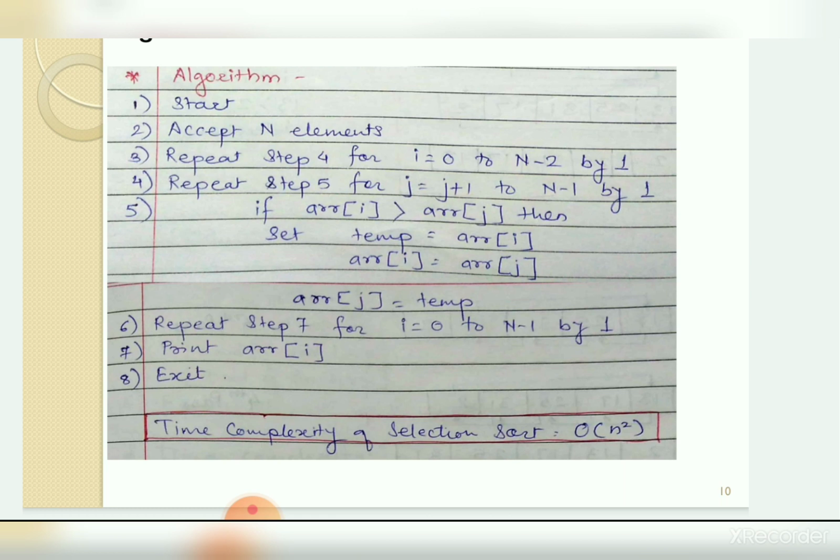If array of I is greater, again swapping: if you want to do the swapping, we have to compare the elements and do the swapping. I told you that the code for swapping is always the same: temp equals array of I, array of I equals array of j, array of j equals temp. This is the code to swap the elements.